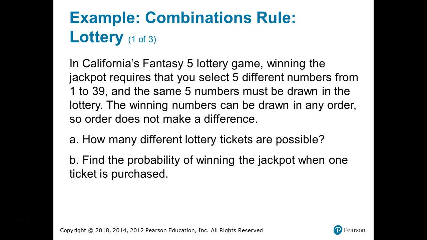So we'll look at a lottery game. In California's Fantasy 5 lottery game, winning the jackpot requires that you select 5 different numbers from 1 through 39, and the same 5 numbers must be drawn in the lottery. So you guys have probably played the Jersey Cash 5. You choose 5 numbers, then they draw them, and you have to get all 5 correct to win the jackpot. The winning numbers can be drawn in any order, so order does not make a difference. Since order does not make a difference, we're dealing with combinations. So how many different lottery tickets are possible?